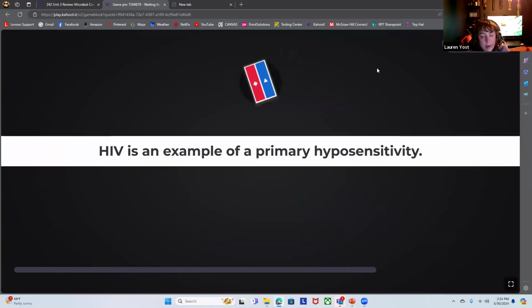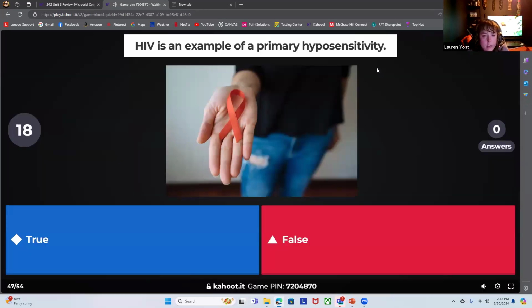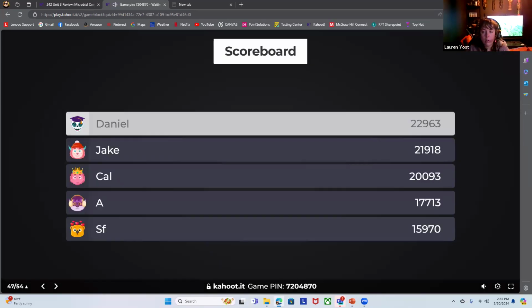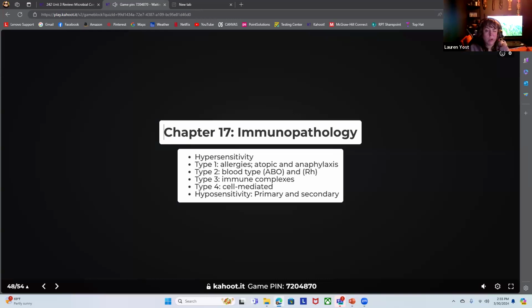HIV is an example of a primary hyposensitivity. Is that true or false? Okay, so HIV is a secondary hyposensitivity. Remember, primary is going to be present from birth. The one we focused on the most was SCID, so that's going to be genetically linked. The secondary ones are acquired somehow.